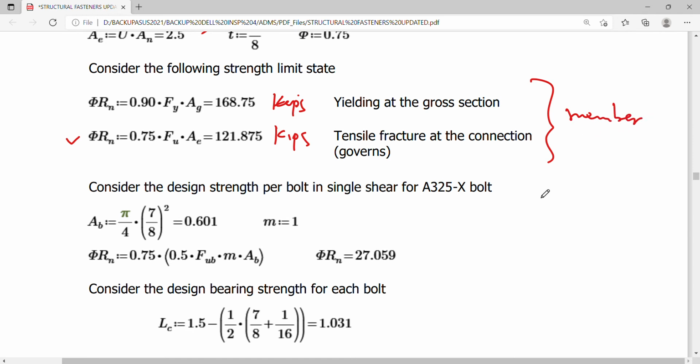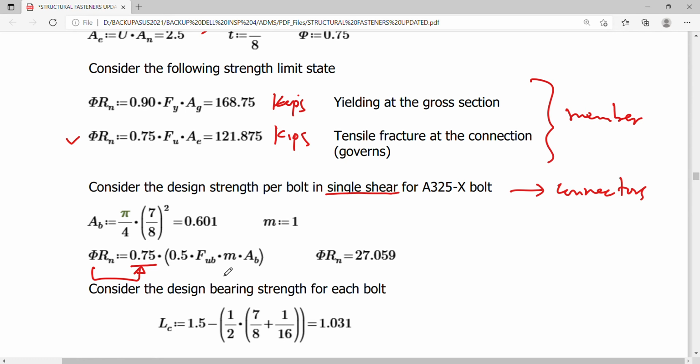So we go now to the connection itself, which is of course the bolt. We are now referring to the connectors or fasteners. So the area of the bolt is pi over 4 times (7/8 inch) squared, which is 0.601. We have only one plane in single shear. So phi RN is simply your phi, 0.75, and then this is your RN. RN is 0.5 FUB AB.